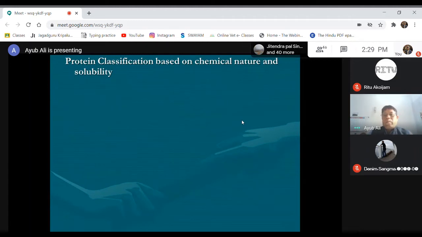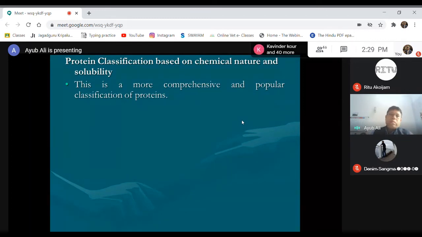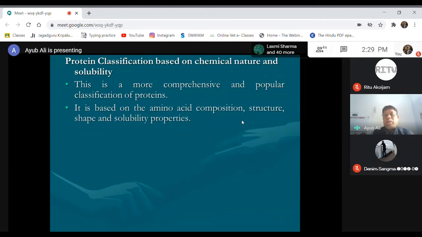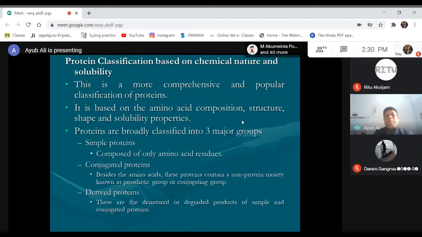Then protein classification based on the chemical nature and solubility. This is a more comprehensive and a popular classification of protein. There are different ways to classify it, but the most comprehensive and popular classification of protein is based on their chemical nature and the solubility. It is based on the amino acid composition of the protein, structure, shape, and the solubility of the proteins. Based on this, proteins are broadly classified into three major groups.